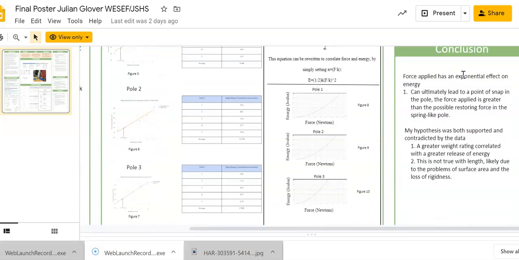And as I stated before, my conclusion is that force after a certain point has an exponential effect on energy, and this can lead to a snap in the pole because they're storing too much force in the pole. Also, my hypothesis was both supported and contradicted by the fact that greater weight rating did correlate with greater release of energy, but length did not.